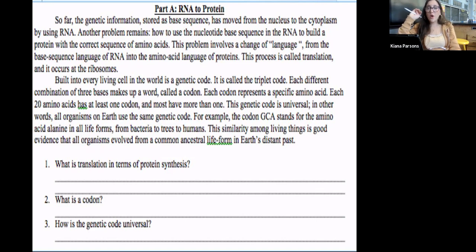For example, the codon GCA stands for the amino acid alanine in all life forms, from bacteria to trees to humans. This similarity among living things is good evidence that all organisms evolved from a common ancestral life form in Earth's distant past. Wow, that's pretty cool. So, what is translation in terms of protein synthesis?